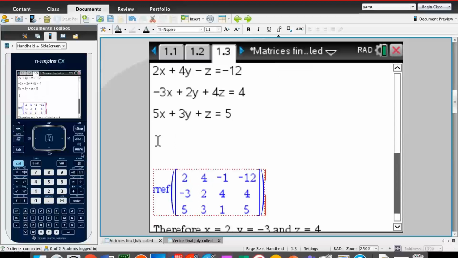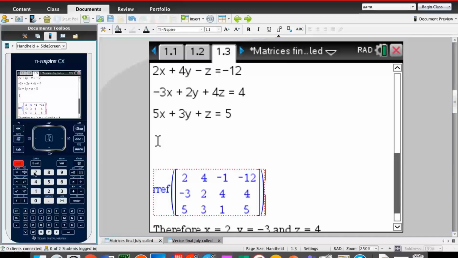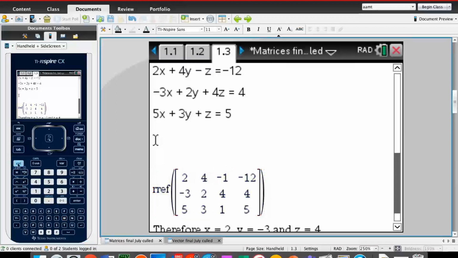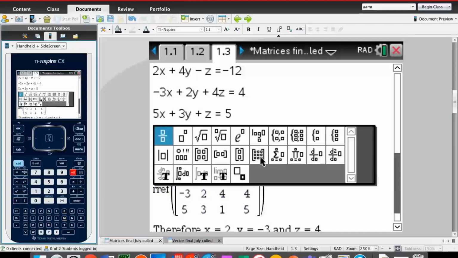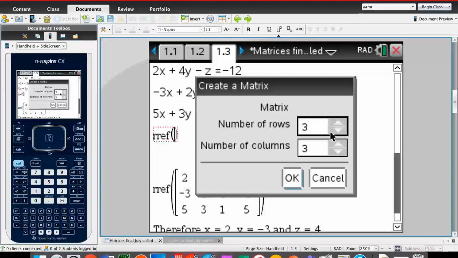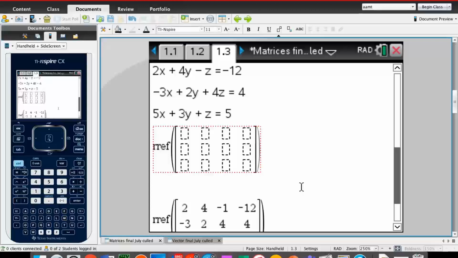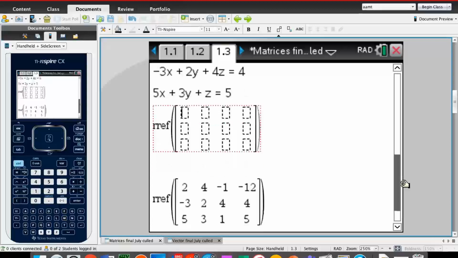So if we insert a math box, Control and M for math box, and because I know that the tool is RREF, make sure when you're using these tools that you always use a bracket, and then we can put in the matrix. If we go to our template there, click on that, and it's a 3 by 4. So we enter all those values. I've already got it done down below, so I won't waste time doing all that.